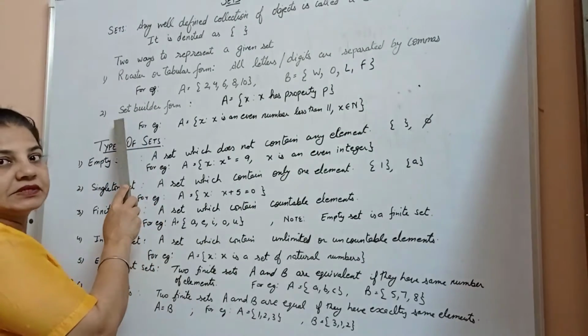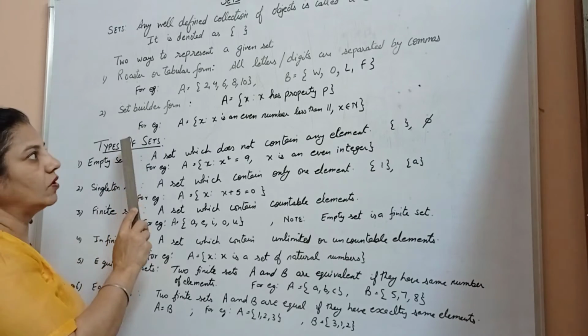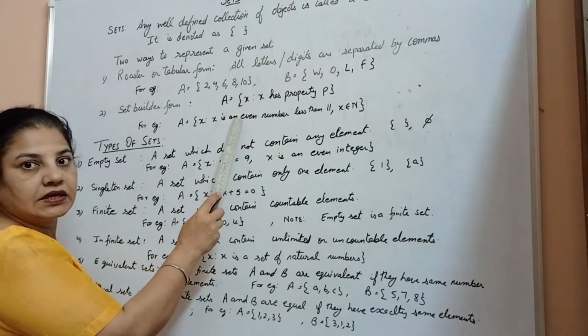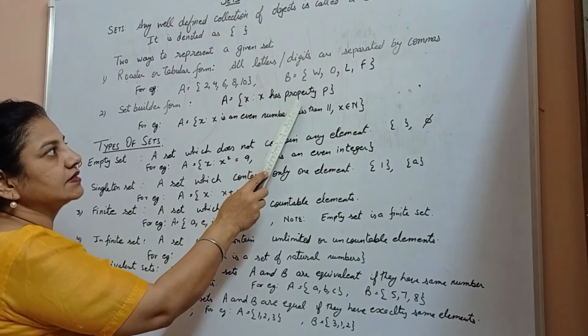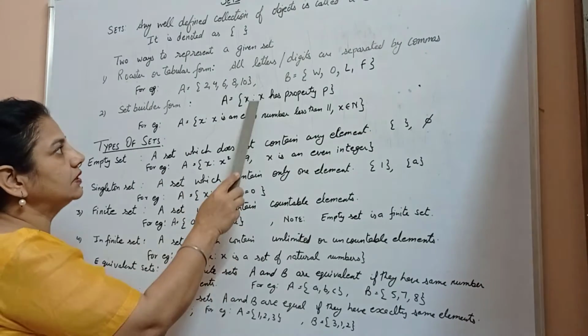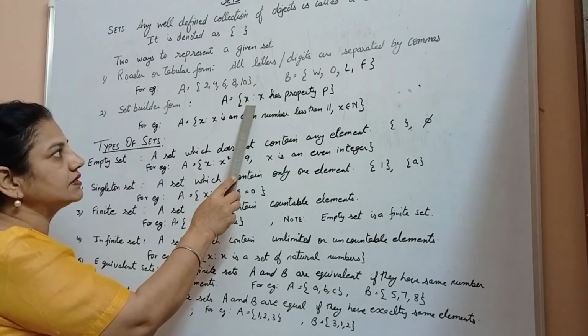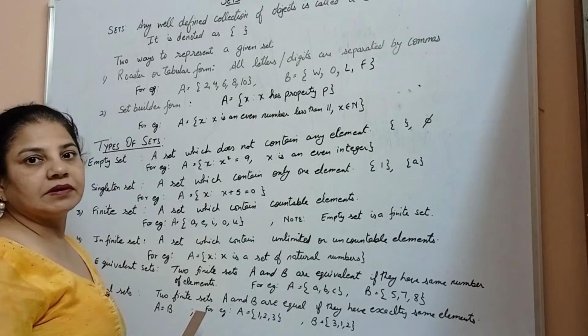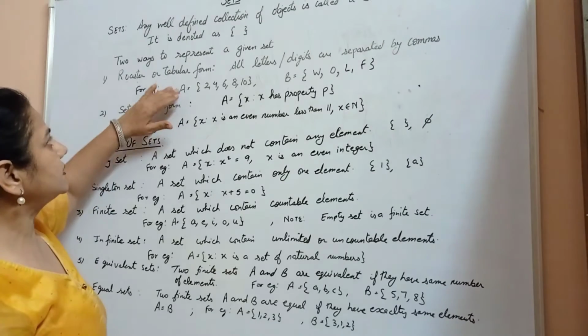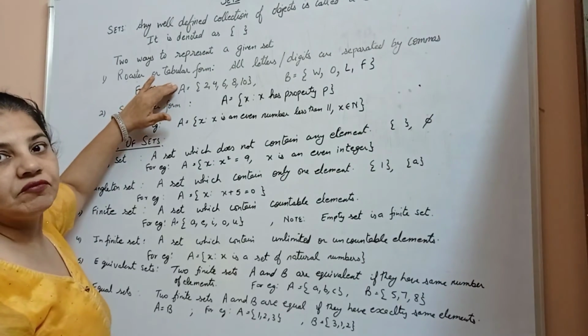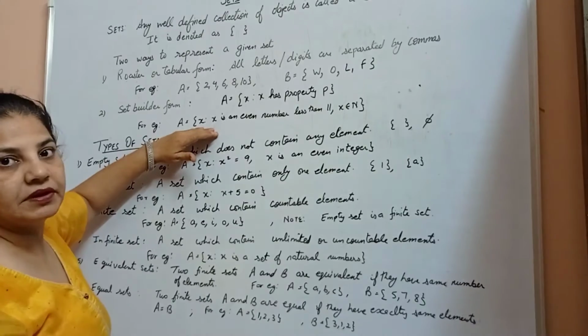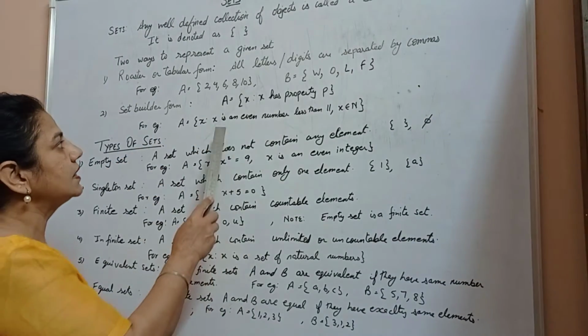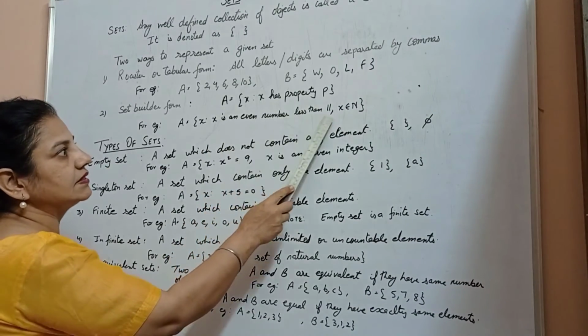Second, we represent the set in set builder form. Set A equals X such that X has a property P. This sign means such that. For example, X such that X is an even number less than 11. This is the set in roster form, and if we have to write the same in set builder form, we will write it as X such that X is an even number less than 11.